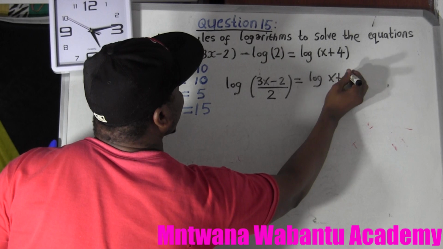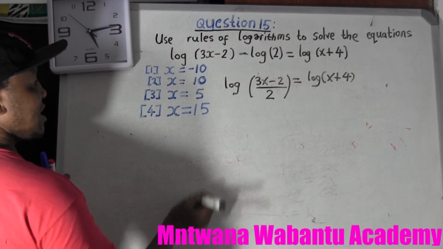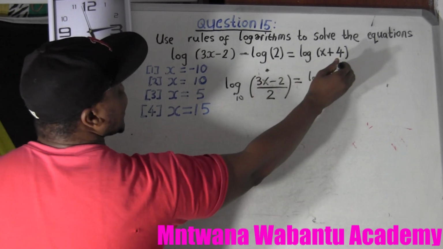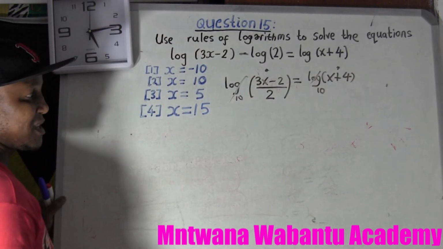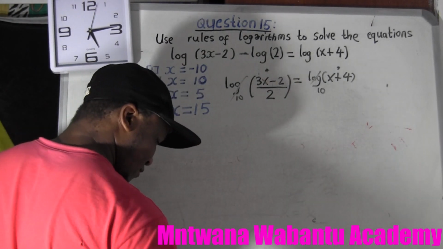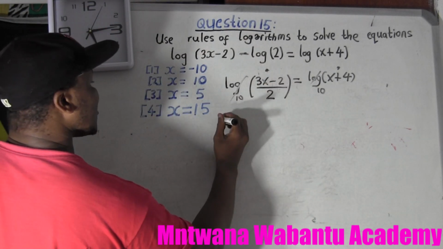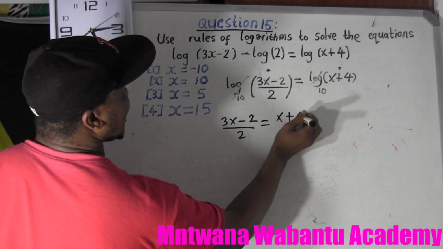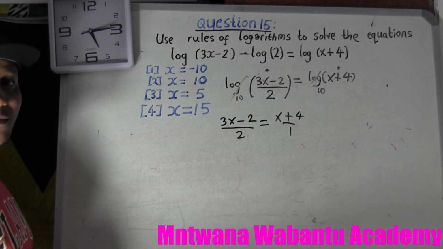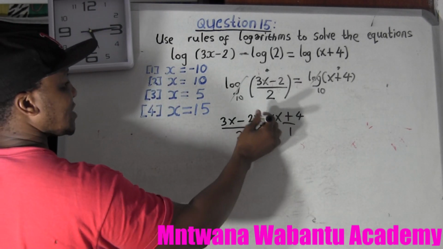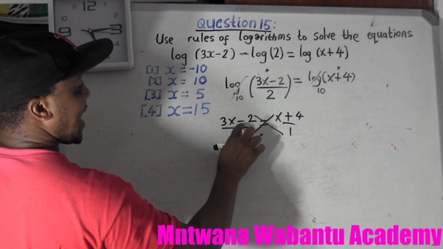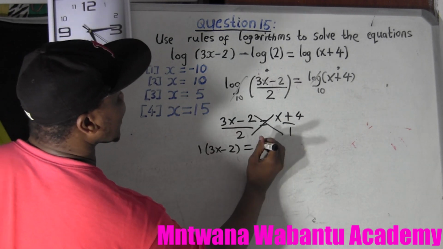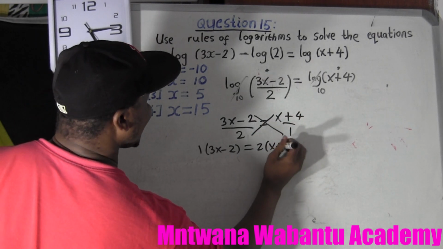x plus 4. And then, see here, the bases are the same. So if these bases are the same, I can just simply take this, and I don't need the log anymore because they have the same base. For that case, I'll be left with 3x minus 2 over 2 equals x plus 4. So I can say over 1, and then I can cross multiply. 3x minus 2 times 1 is 3x minus 2, and 2 multiplied by this x plus 4.